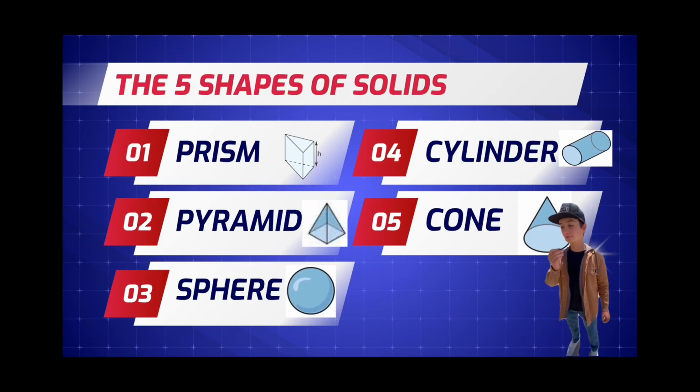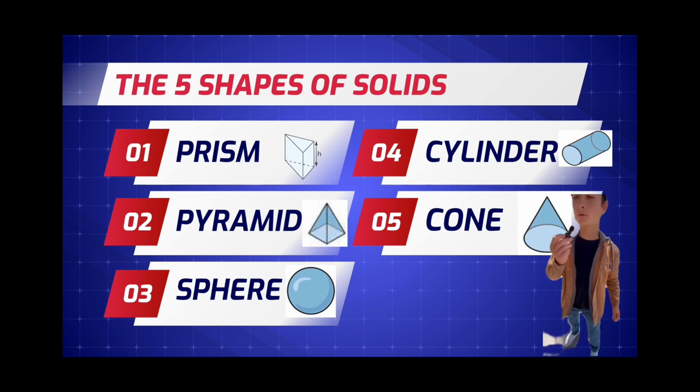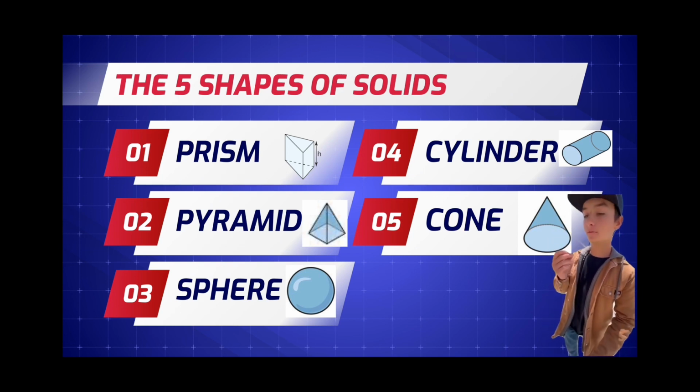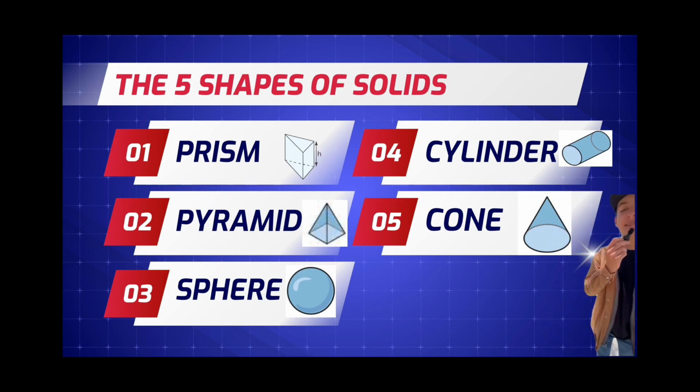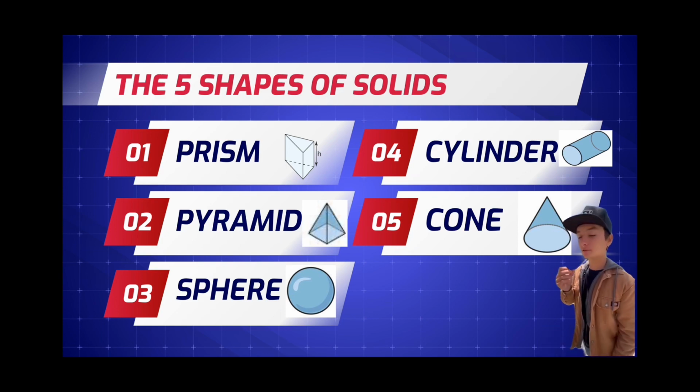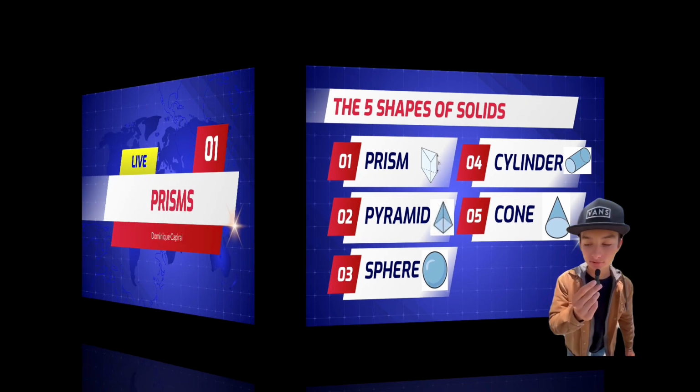There are 5 shapes of solids. Number 1, the prism. Number 2, the pyramid. 3rd is the sphere. 4th, we got cylinders. And 5, we got cones.